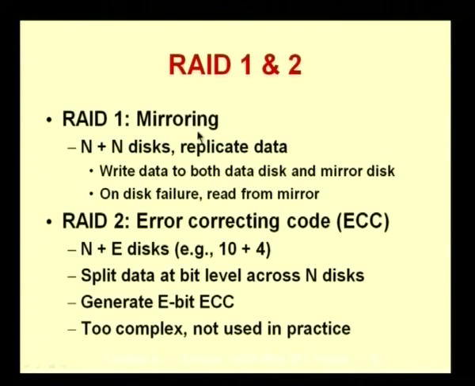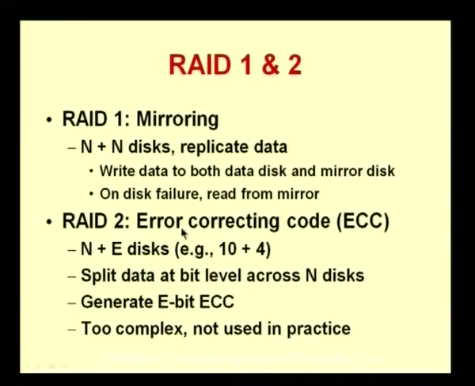In RAID 1, what we do is we mirror the data, that is, if there are n disks, another n disks replicate the same data. So, you will write data to both disks, to both the data disk and the mirror disk. If one disk fails, you can always read from the mirror. Okay, that gives you one kind of flexibility.